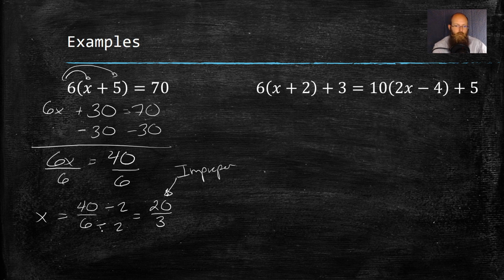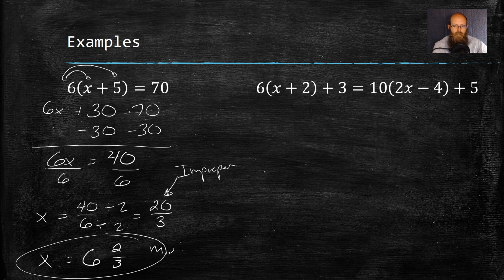But I often want it as a mixed number. So how many times does 3 go into 20 perfectly? Well, 3 goes into 18 perfectly 6 times. So I have a 6, and then there's 2 of them left over, right? Instead of 18, I wanted a 20, so I need 2/3 left. So that's my mixed fraction.